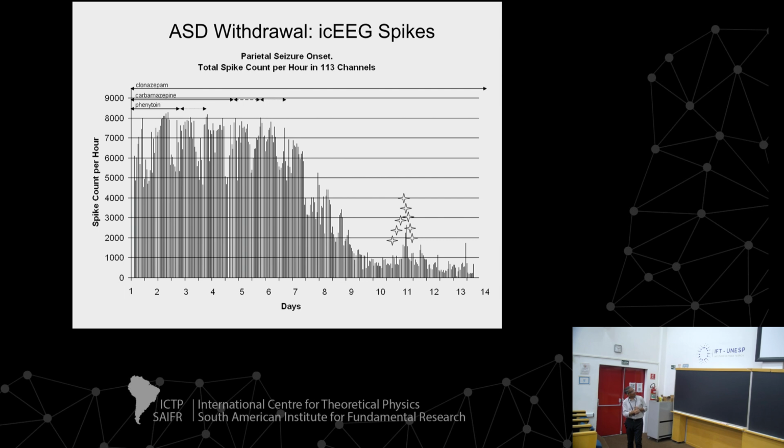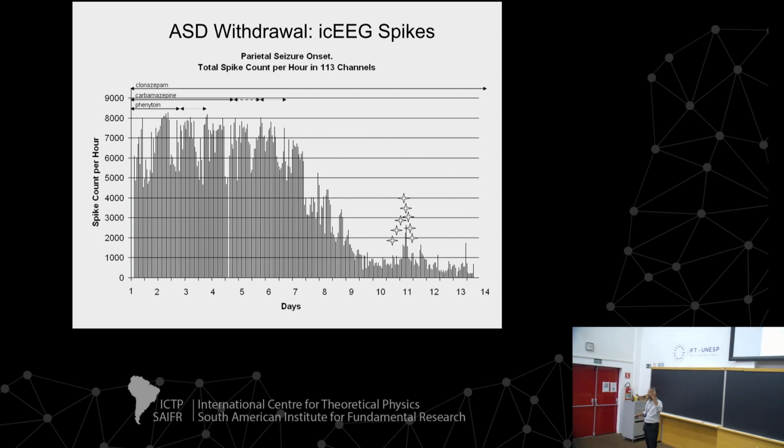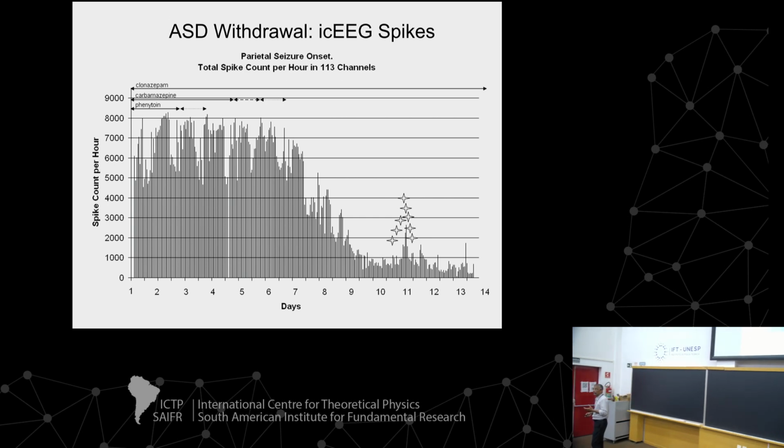You see this amazing diurnal variation. Typically, spikes are high at night. But then you see this dramatic decrease to a small fraction, from 7,000 to less than 1,000 spikes per hour, and then a cluster of seizures emerges. So again, a complete reversal of what we had been told to expect.